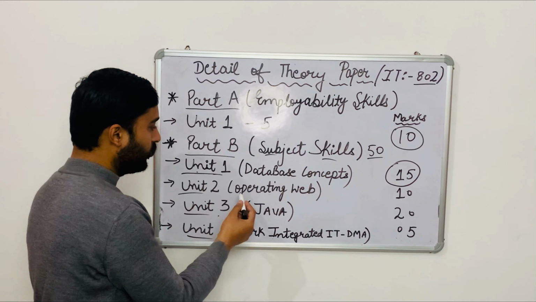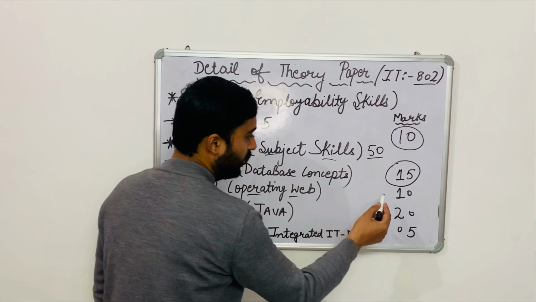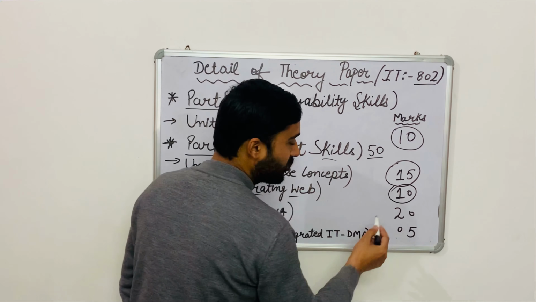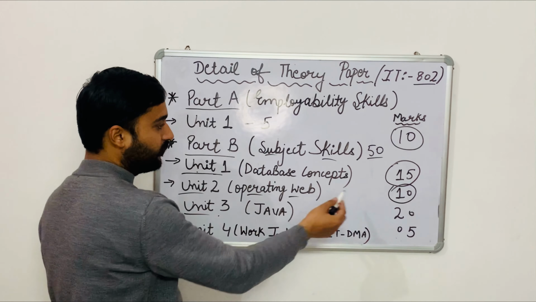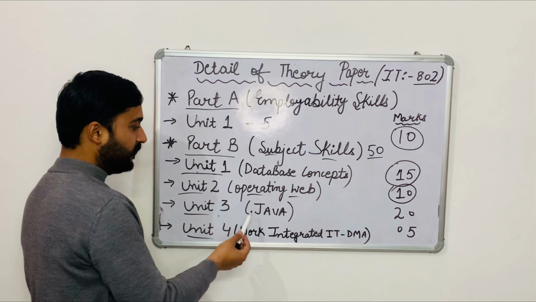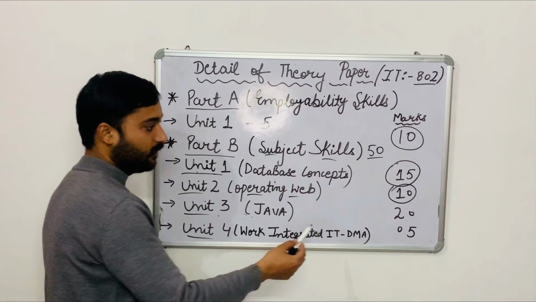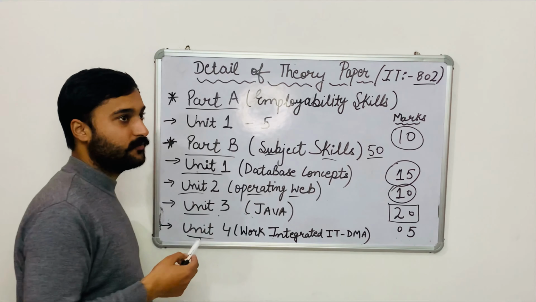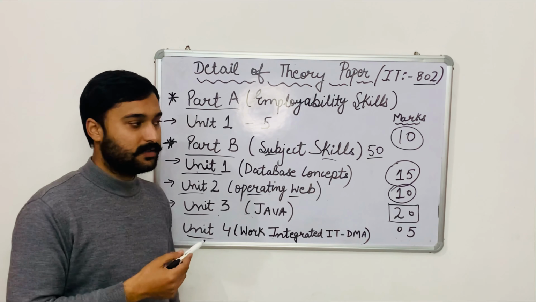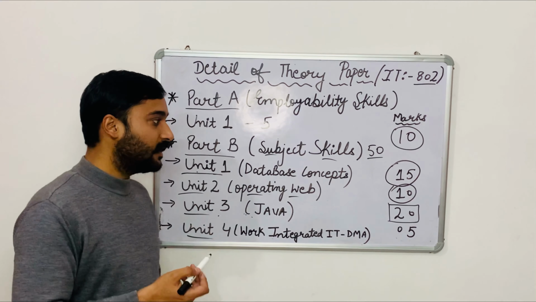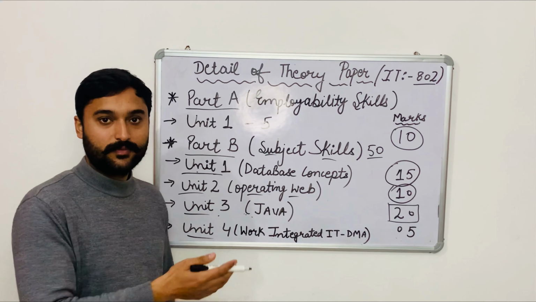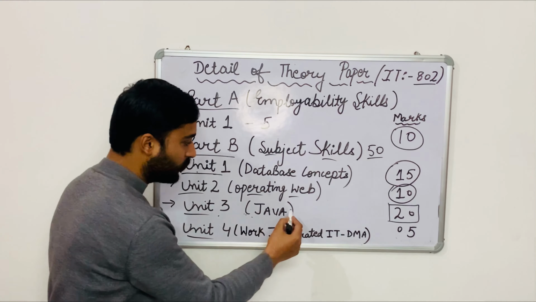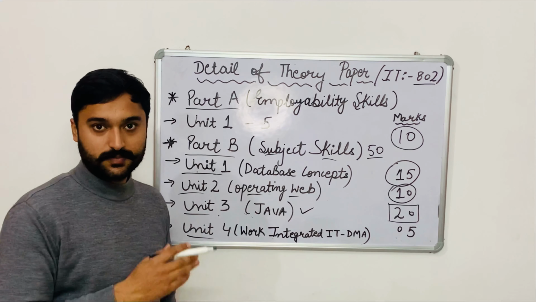Unit 2, which is operating web and related to the internet, is of 10 marks. Then we have Java, which is the most important, and the weightage of marks is written as 20 here, but I have seen the last 3 years of papers, and I observed that more than 20 marks are coming from Java. So this is the most important unit which you need to focus on more.